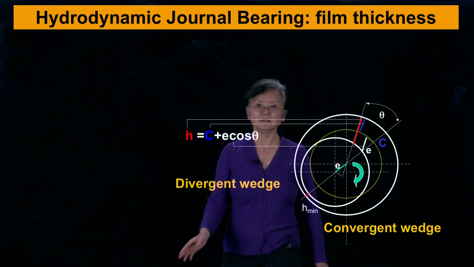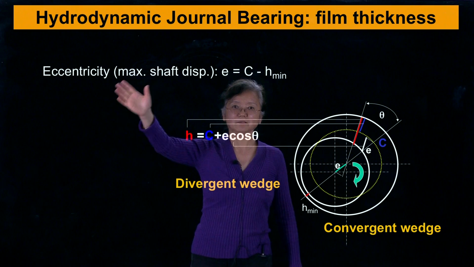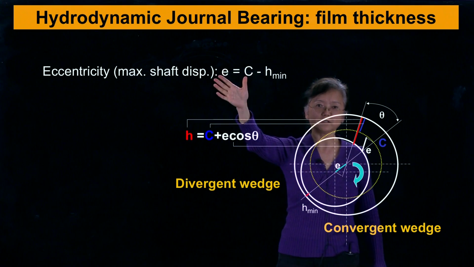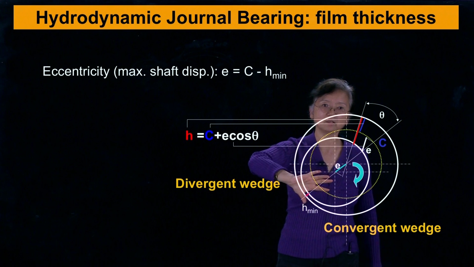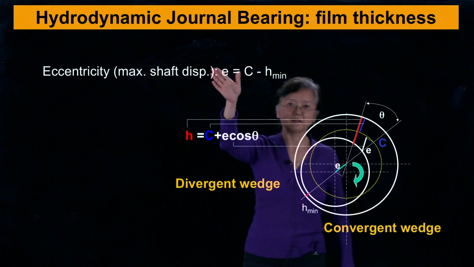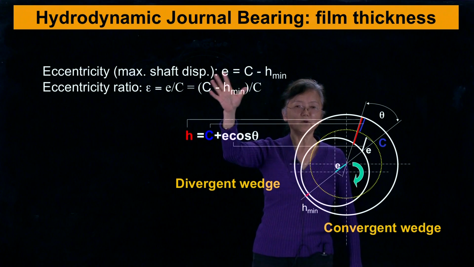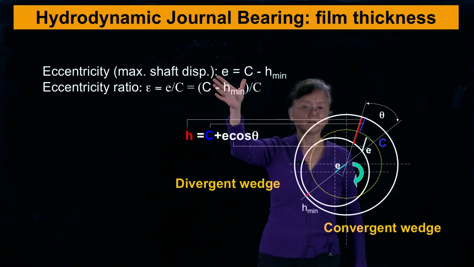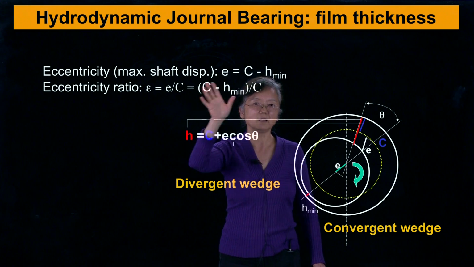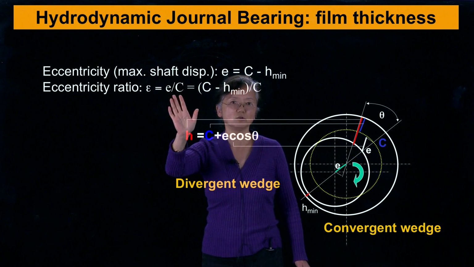Now we can define eccentricity. As I mentioned, but now I'm writing that down, eccentricity equals the clearance minus the minimum film thickness. So we define that as E. And then we want to normalize this eccentricity. How to do that? Eccentricity divided by clearance C gives us a non-dimensional eccentricity. We call that eccentricity ratio.